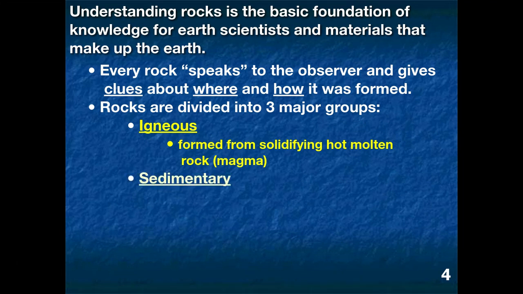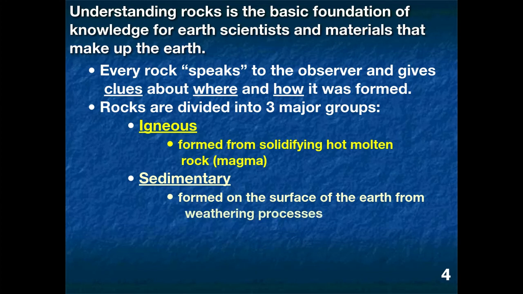Sedimentary rock forms on the surface of the earth, and it forms through weathering processes. We'll touch a little bit on that in this chapter, and we'll talk about how a sedimentary rock forms, and then the next chapter will talk about weathering processes in more detail. So for our brief statement, sedimentary rocks are formed on the surface of the earth from weathering processes.